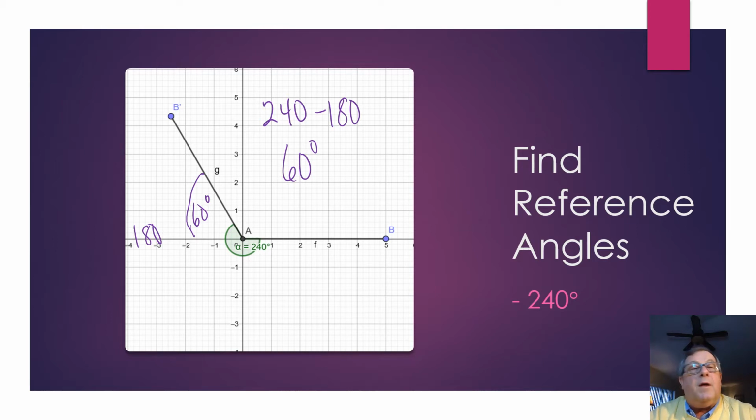Now, all of this is going to be helpful when we start looking at special angles, 30, 45, 60 degree angles, and finding the actual trig values. But we'll do that in our next exercise. Until then, we're going to look at one more.